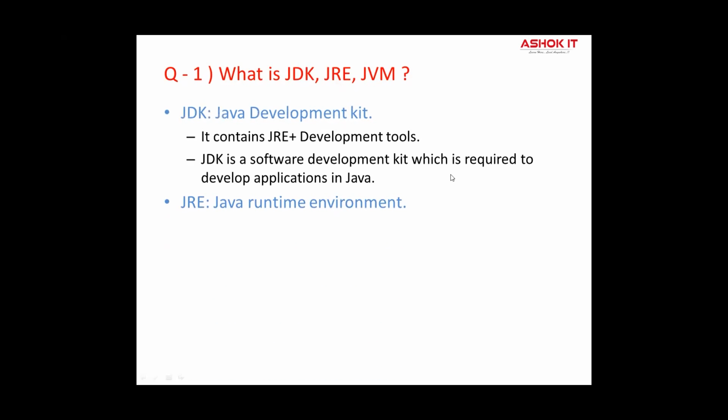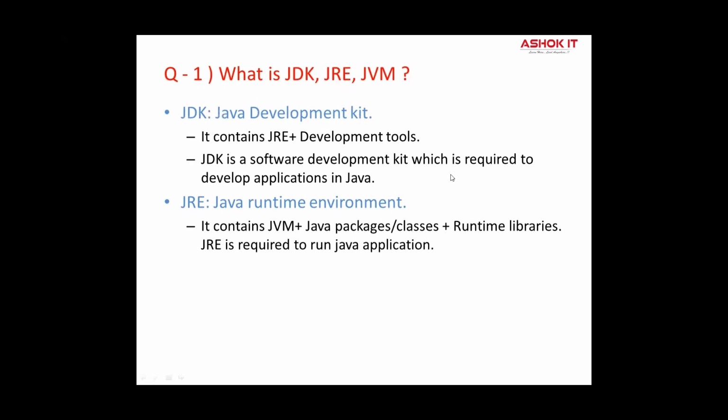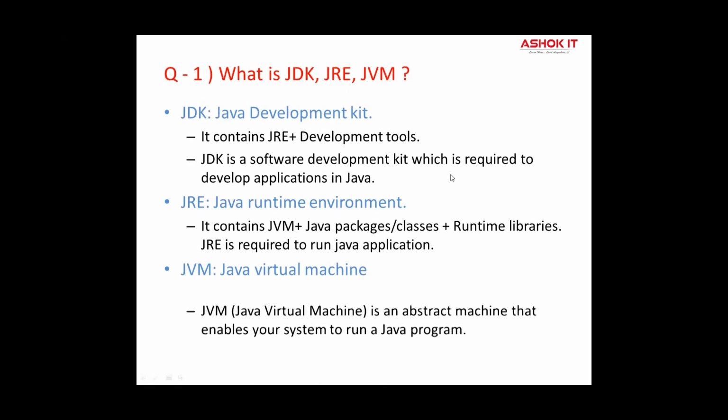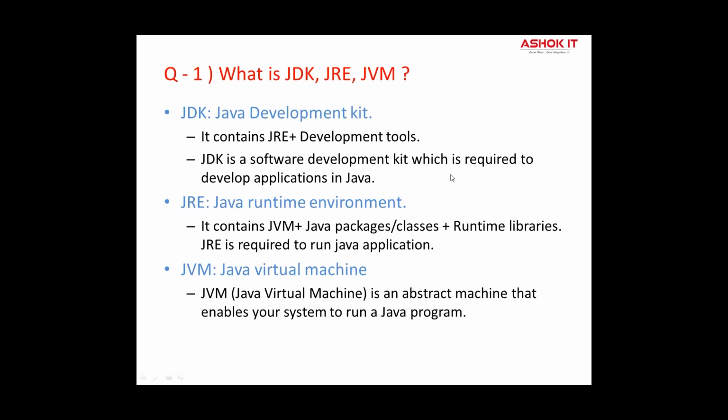JRE, Java Runtime Environment. It is a software package that provides Java classes, the Java virtual machine, and other components that are required to run a Java application. JVM, Java virtual machine. When you run the Java program, the Java compiler first compiles your Java code to bytecode, and then the JVM translates your bytecode into native machine code. This machine code, whatever is generated by the JVM, is executed by the operating system. JVM makes your Java platform independent, but JVM itself is platform dependent.